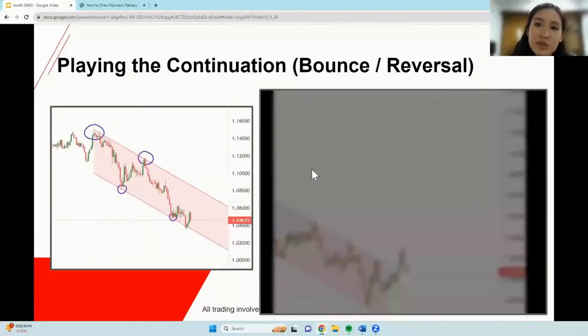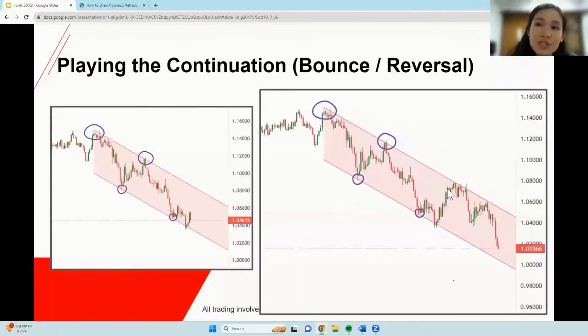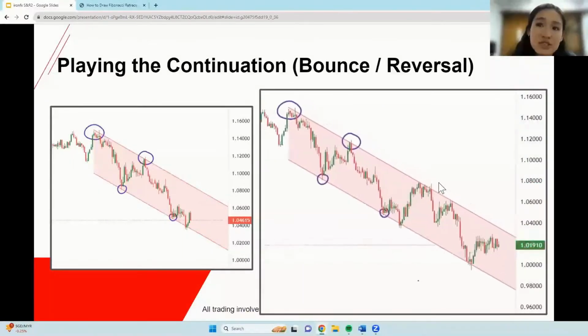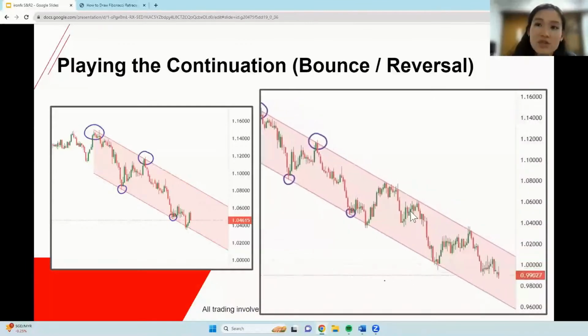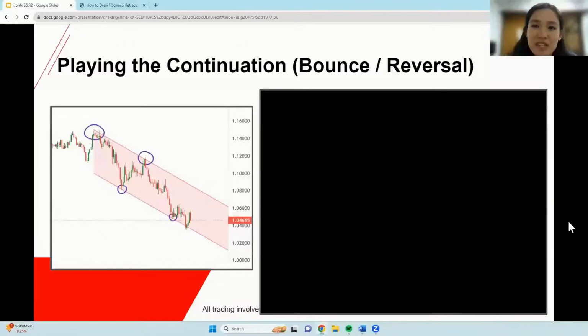Okay, so if you were to put your entry over here and made a buy entry to this trend channel here, and then you did that a couple of times, you would have made a lot of profit.